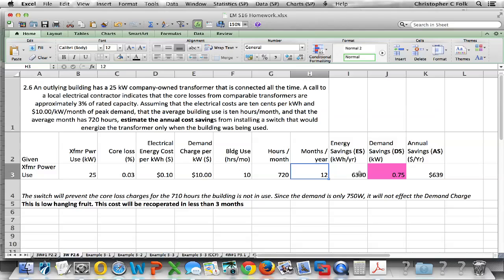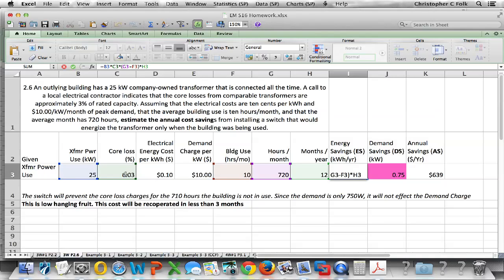So in order to calculate the energy savings, how much energy are we going to save? We've got to remember that the switch is going to shut this thing off for 710 hours. So that's the clue, is that we determine how many hours we're going to save. All right, so here's the savings. And how did I do that? Well, notice I took B3, right? So B3 is the 25 kilowatts, and I figured out what that core loss would be.